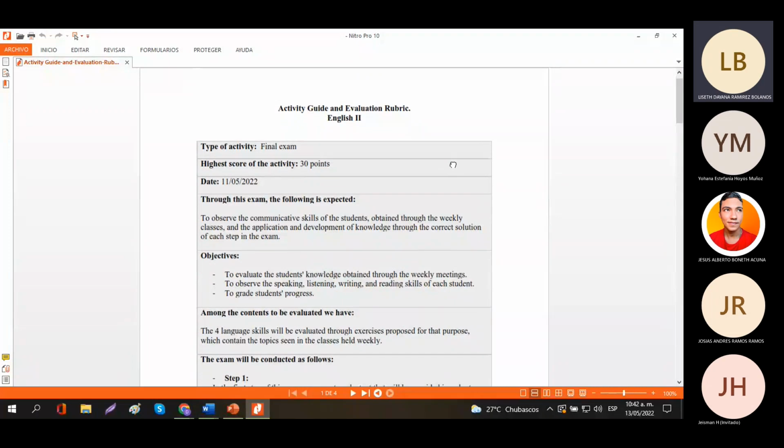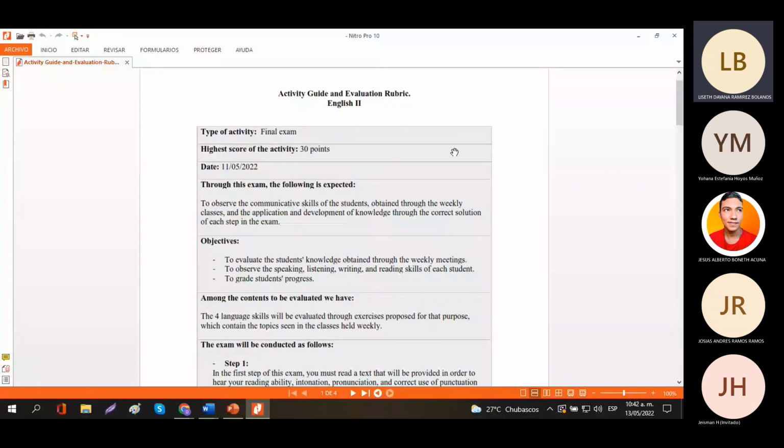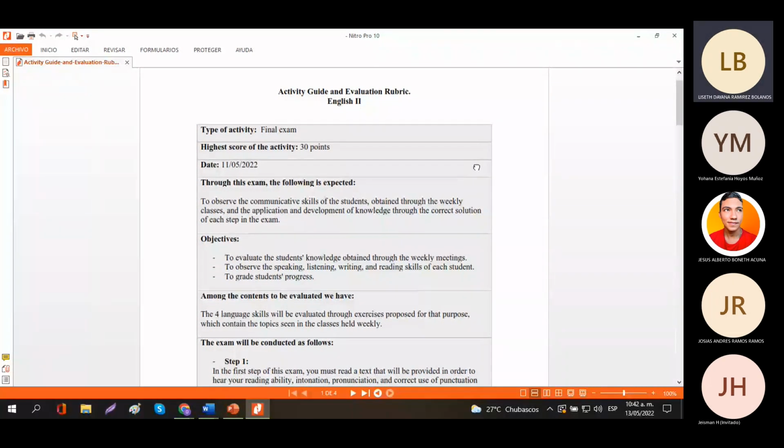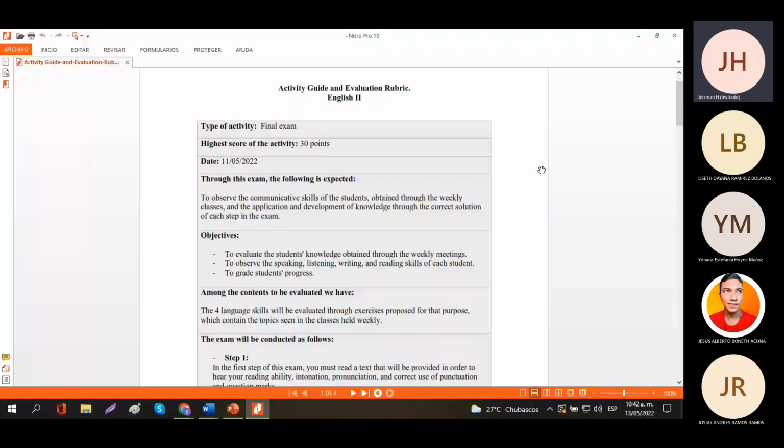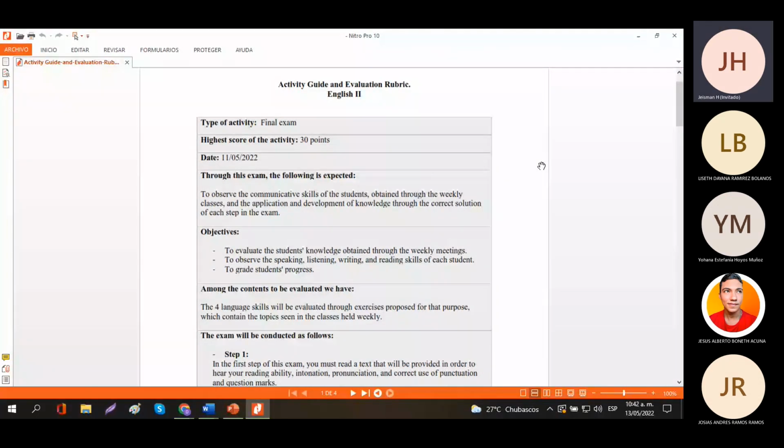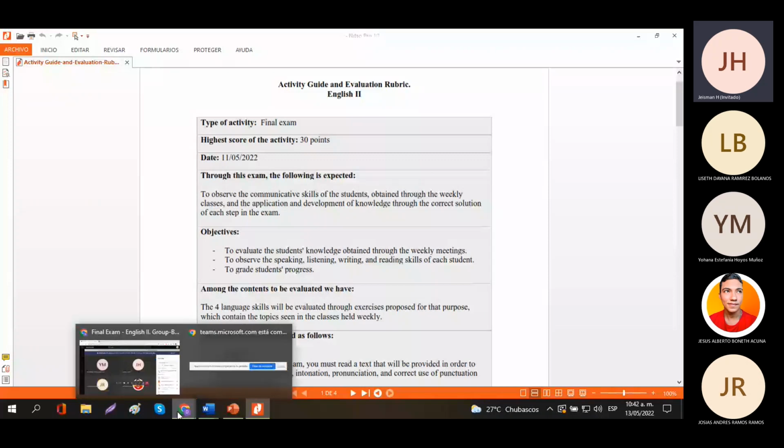Okay. Can you see the screen? I can. Ahora sí. No? Sí, ahora sí.